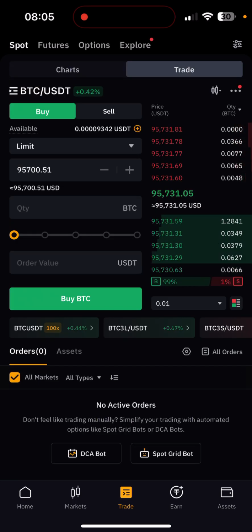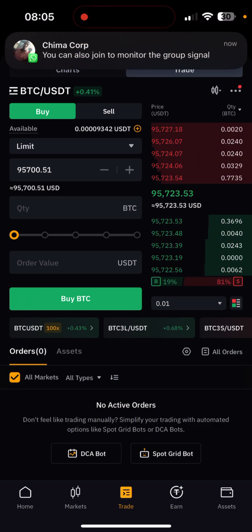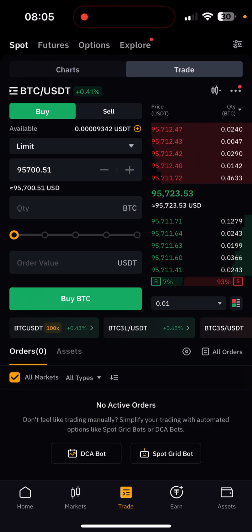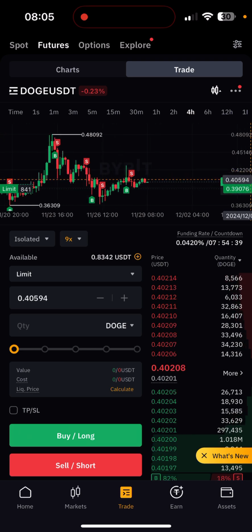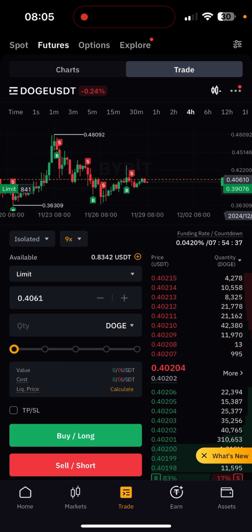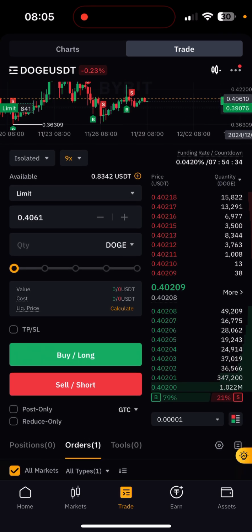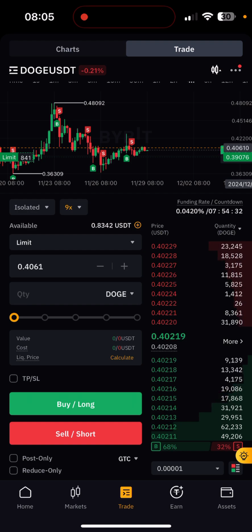Now for spot, if you want to trade spot, all you need to do is place your trade here, but for now I'm talking about futures. So this is futures, I'm going to the futures page, and now this is it. If you look after the trade charts, you're going to see something like isolated on the left.